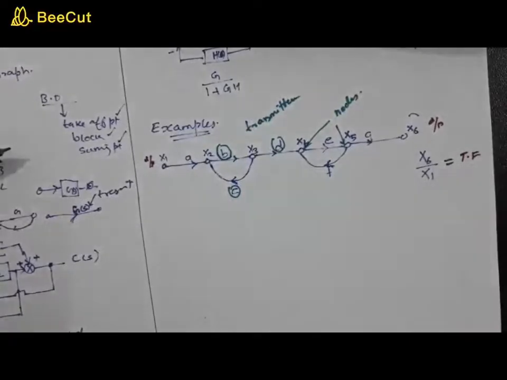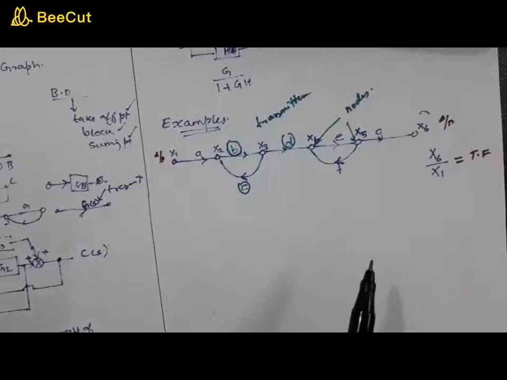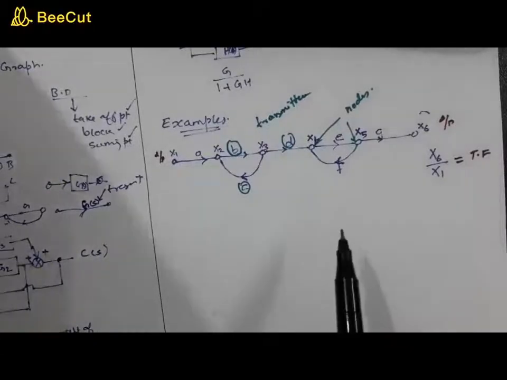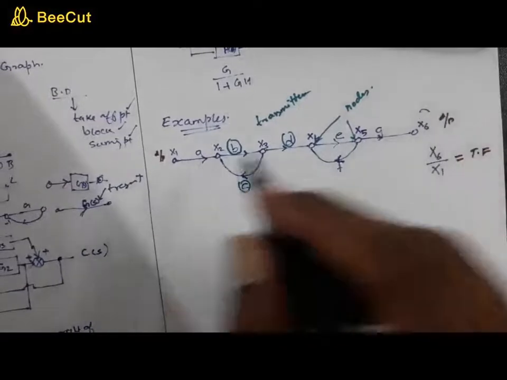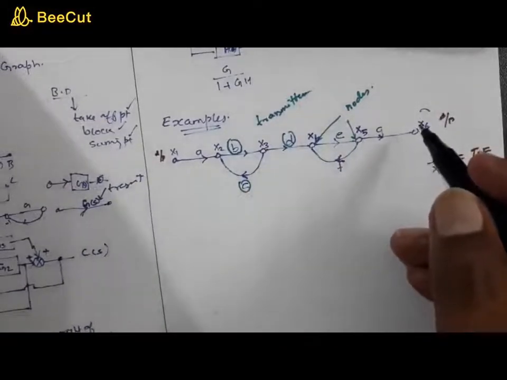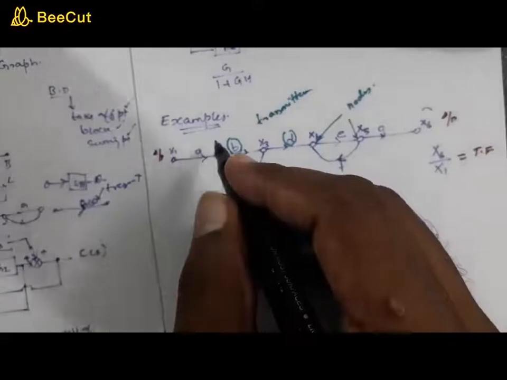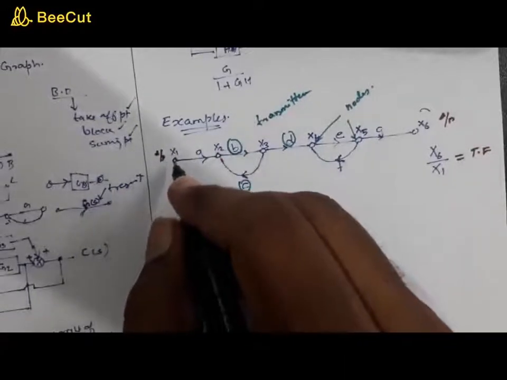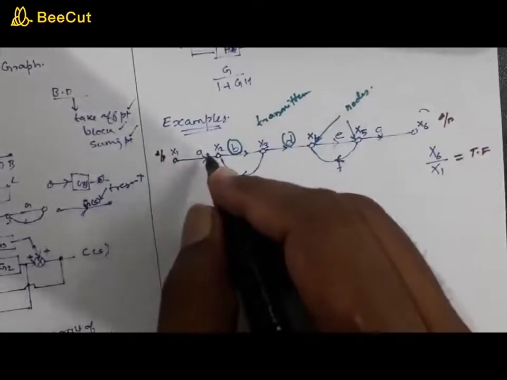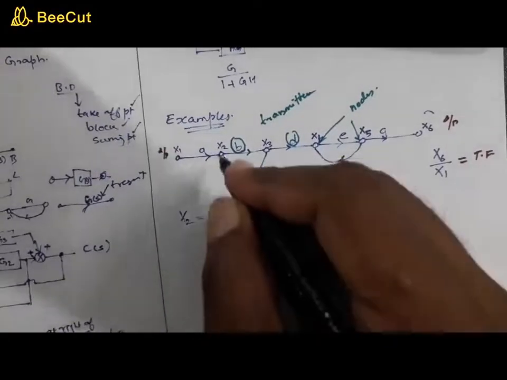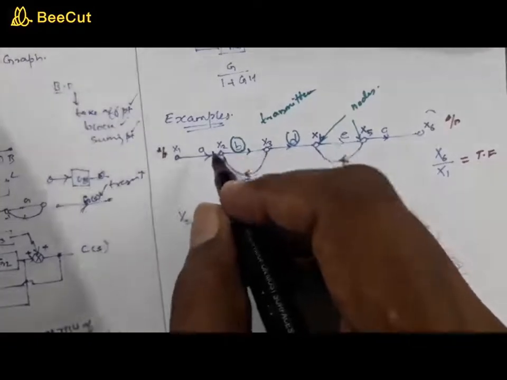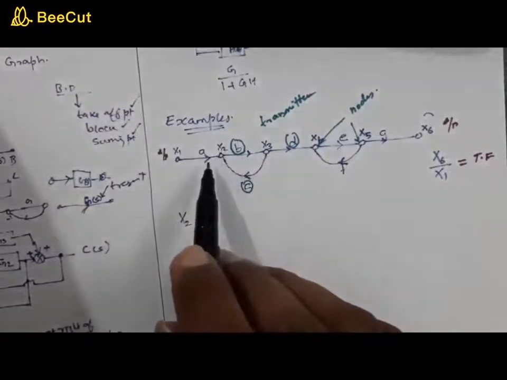Now to find the transfer function, I am actually explaining from the basics. From the figure, you can write equations for each node. Starting from x1, there is no equation for x1 anyway. Now you can have an equation for x2. x2 is a node, look at it carefully.